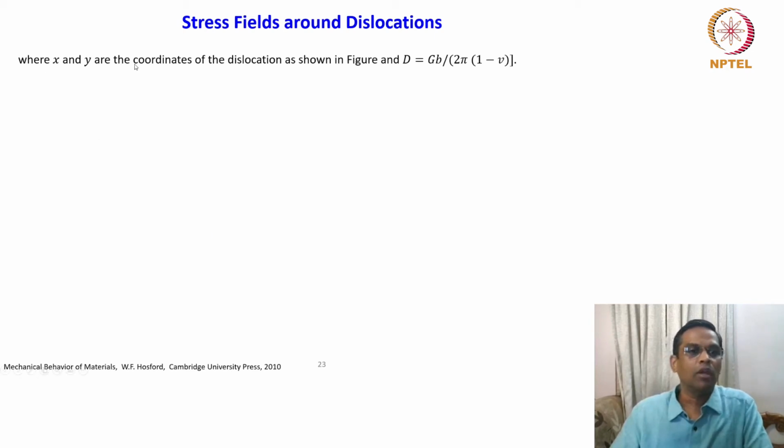So here, x and y are the coordinates of the dislocation as shown in the figure, where D is Gb by 2 pi times (1 minus mu). This I have already told in the previous class. Whenever you are talking about an edge dislocation, you have to look at these elastic constants. This 1 minus mu term comes because this is treated as a plane problem, and especially a plane strain problem. You just go back and verify what we have derived for plane stress and plane strain conditions, the different elastic constants we have derived, and you will be able to appreciate this.